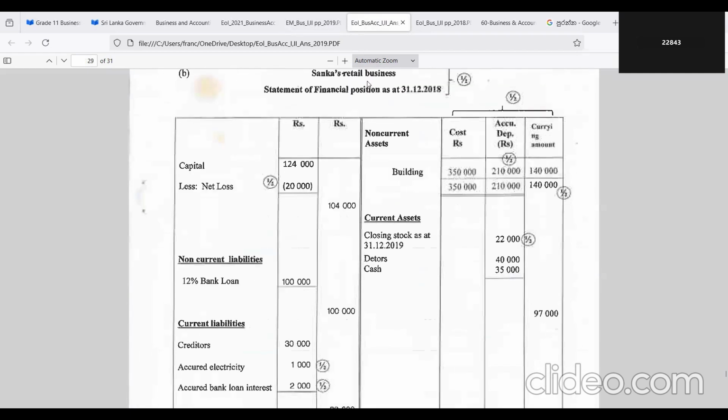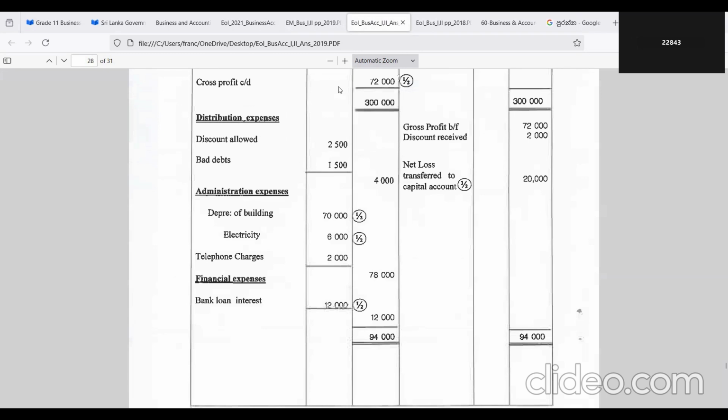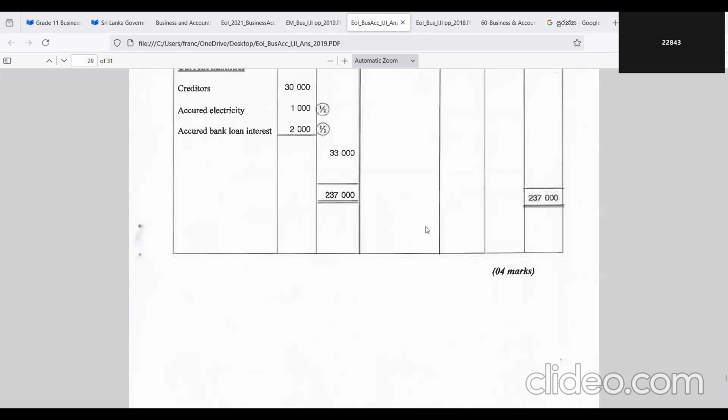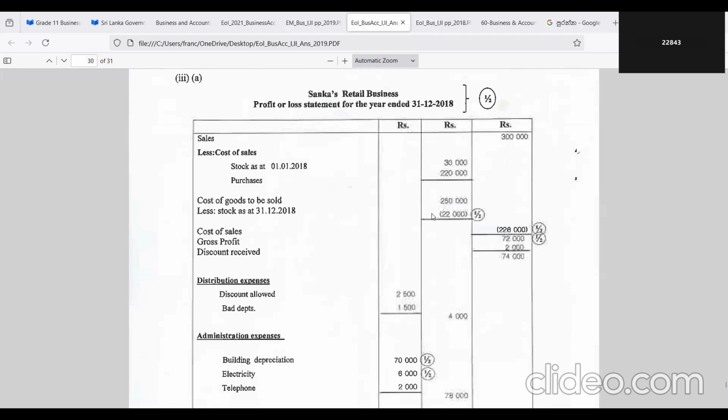Now, do not copy down this format in your writing book, right? Why? This is incorrect. The correct format is given below. Now, I think you are not scared when you see this correct format.